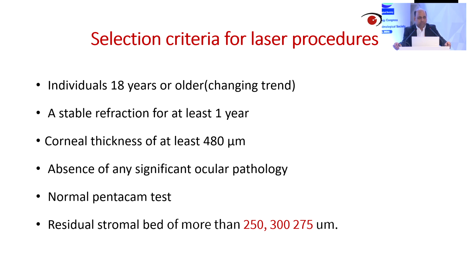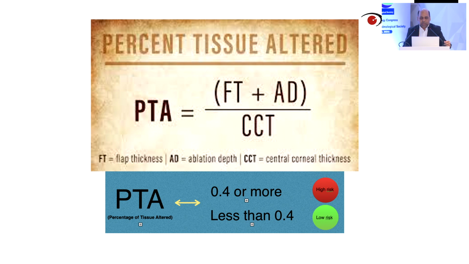Although there are many studies which have shown that with 250 also you can get results, no ectasia, but ectasia happens in one case out of 1,000. But that one case is also big enough for us. So it's better to save maximum tissue that you can save. With the recent concept, percentage tissue altered is another important concept. Apart from the residual stromal bed, what is the PTA value?